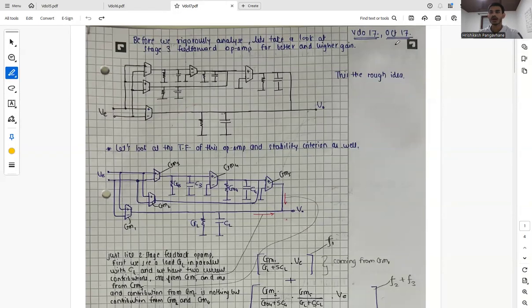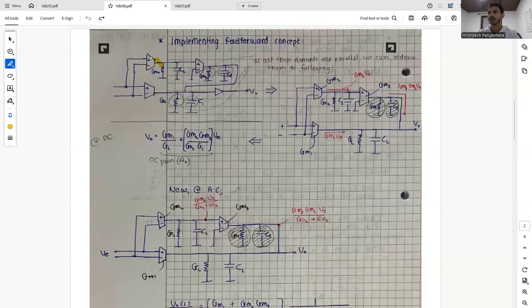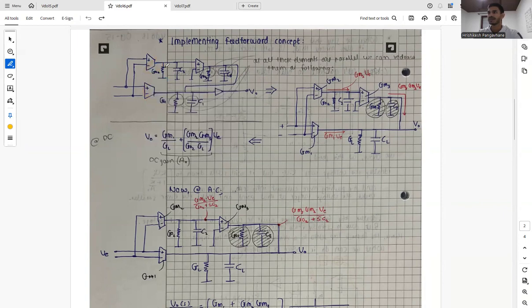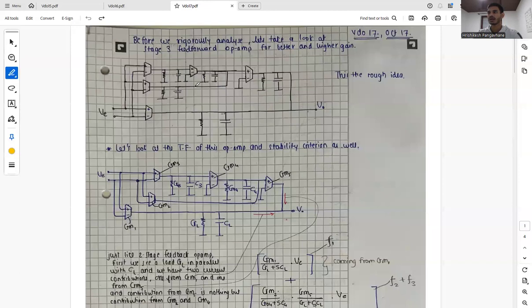Before we analyze, let's take a look at the stage 3 feed forward op-amp. Until now, we have discussed stage 2, in which we had two stages cascaded. Basically, when we say that we use an integrator to push a current into GO1, while making this integrator we used a single stage op-amp, and now we have an idea of making this integrator itself of two stages. So in total, it will become a three-stage op-amp, and this is a layman idea.